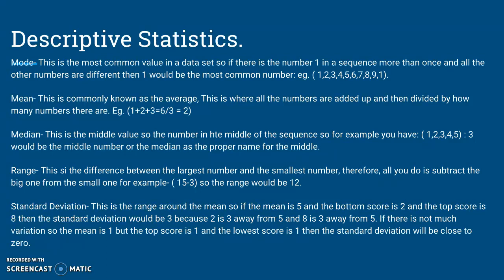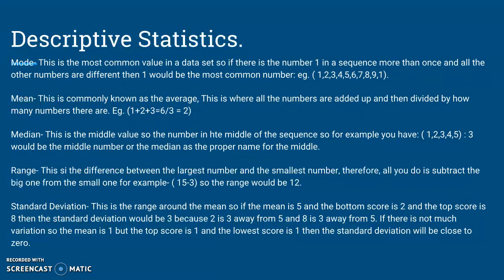The mean. This is commonly known as the average. This is where all the numbers are added up and divided by how many numbers there actually are. So if you add 1 plus 2 plus 3, that would be 6. And if you divide that by 3, because there's 3 numbers there, the mean would be 2.